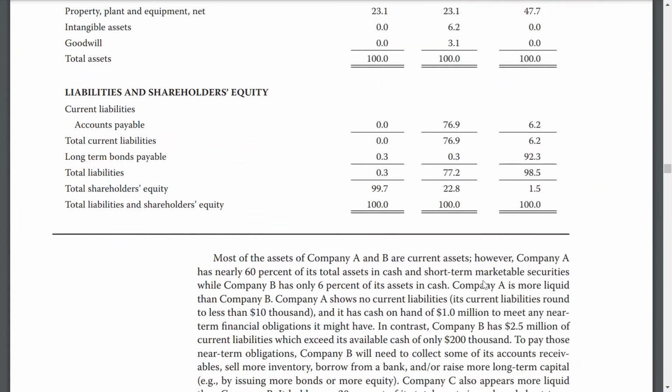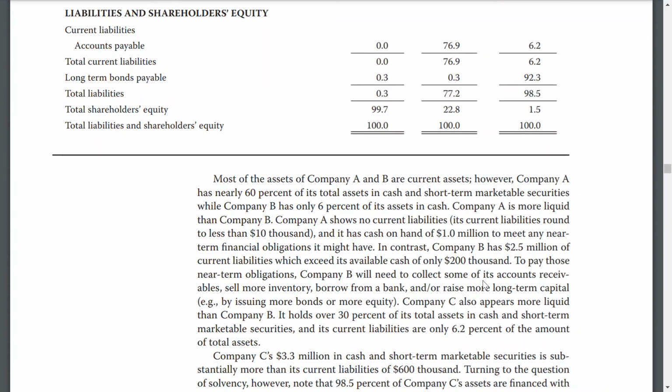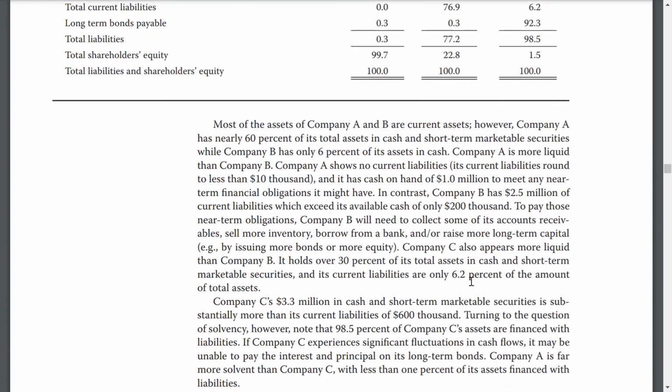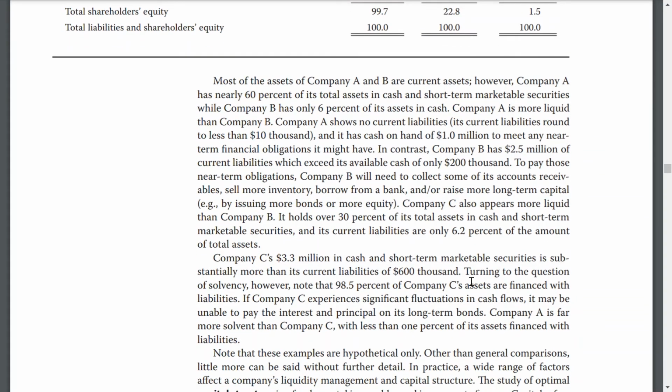Most of the assets in Company A and B are current assets. However, nearly 60% of Company A's total assets are in cash and short-term marketable securities, while Company B has only 6% of its assets in cash. Company A is more liquid than Company B. Company A shows no current liabilities, and the cash on hand is 1 million to meet any near-term financial obligations it might have.